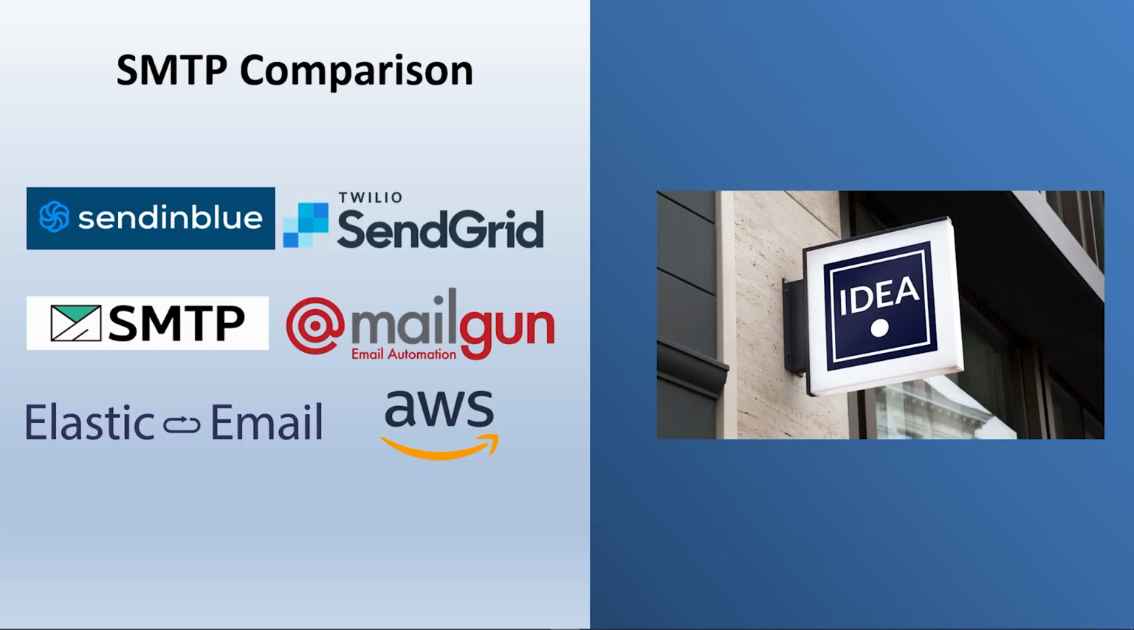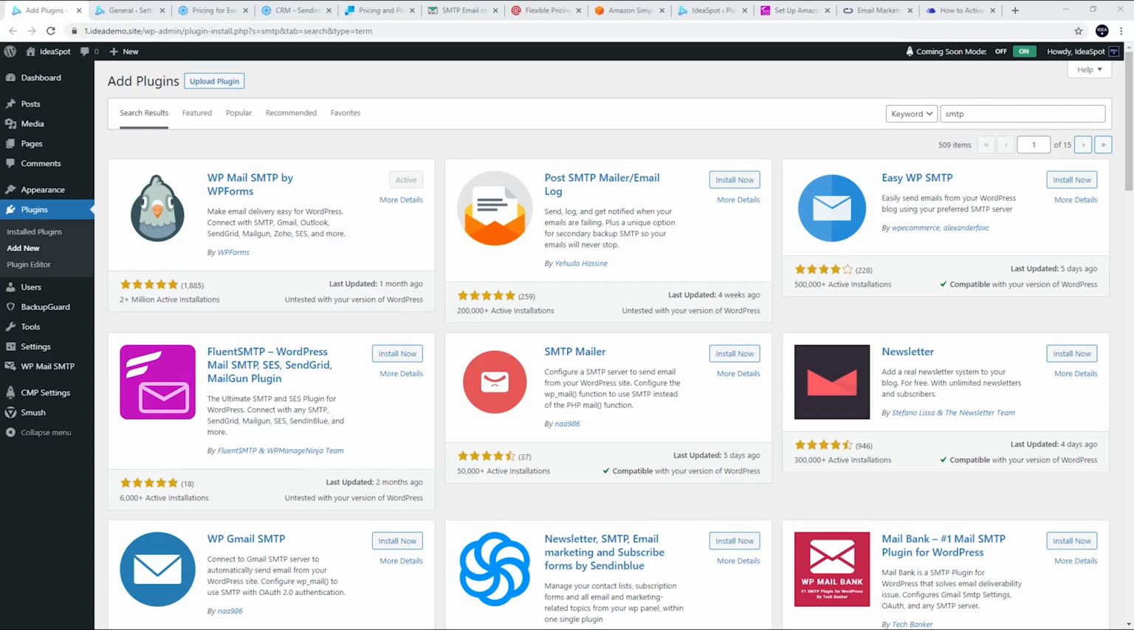Okay, so the SMTP services that we're going to be comparing today are Sendinblue, SendGrid, SMTP.com, Mailgun, Elastic Email, and AWS, that is Amazon Simple Email Service. The reason we've chosen these companies in particular is because of the WP Mail SMTP plugin. This is by far the most standard plugin that we use for SMTP on WordPress, 2 million active installations.